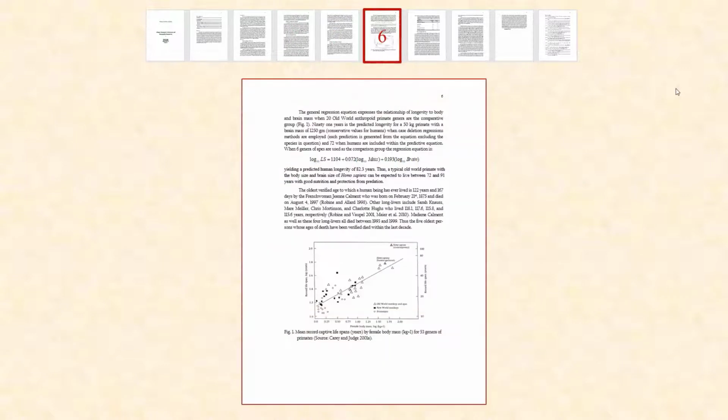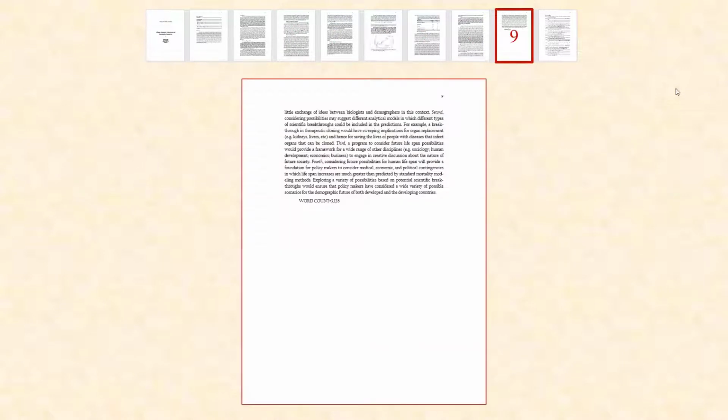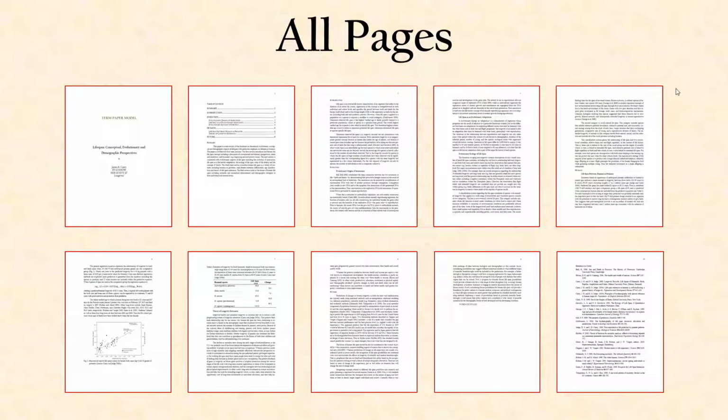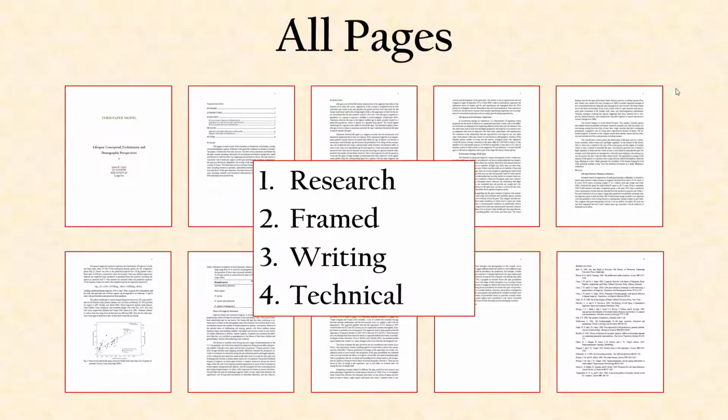Then you can see pages 4, 5, 6, 7, 8, 9, and 10. All of these are more or less the same as the earlier version. So let's look at it overall. You can see all 10 pages there laid out beautifully. And we'll just go through a checklist here.